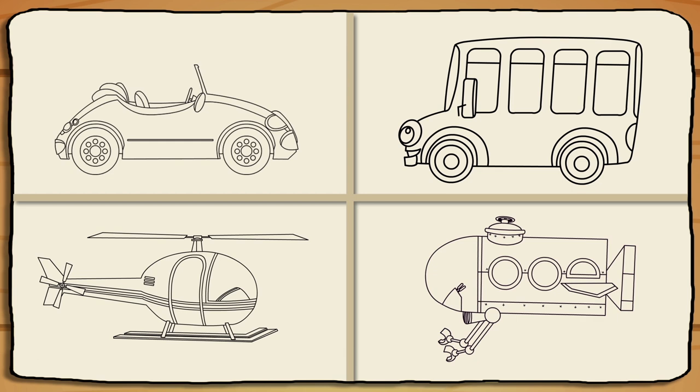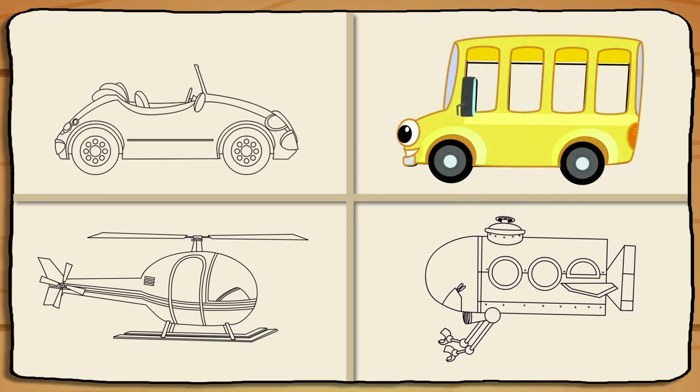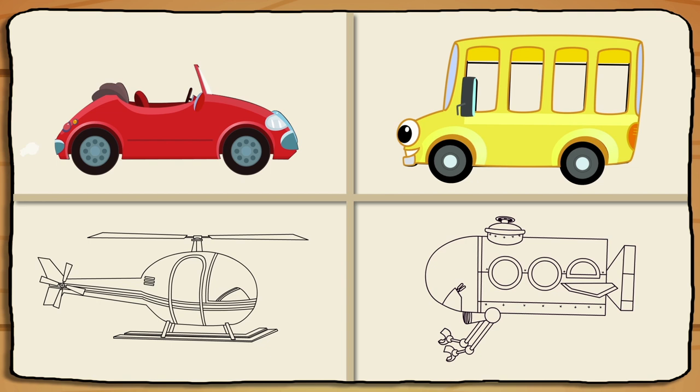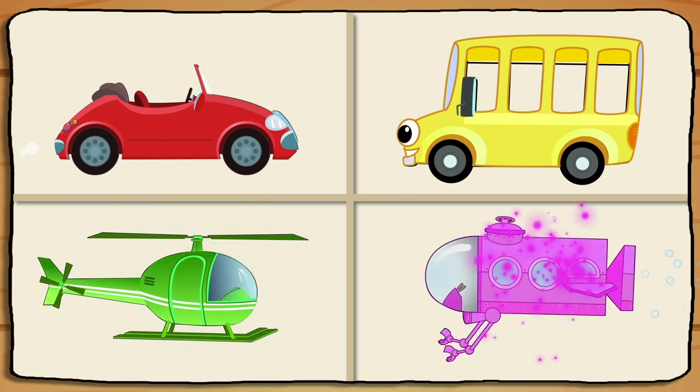Today, we learned about colors while painting these vehicles. A yellow bus, a red car, a green helicopter, and a pink submarine. Hope you enjoyed painting them!